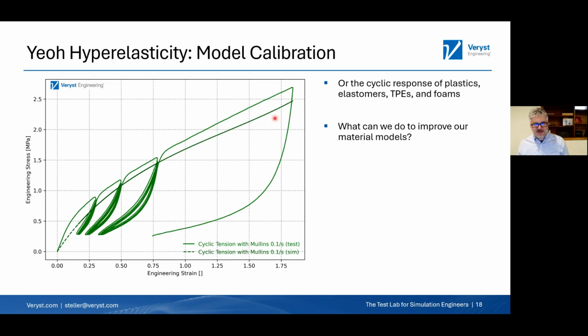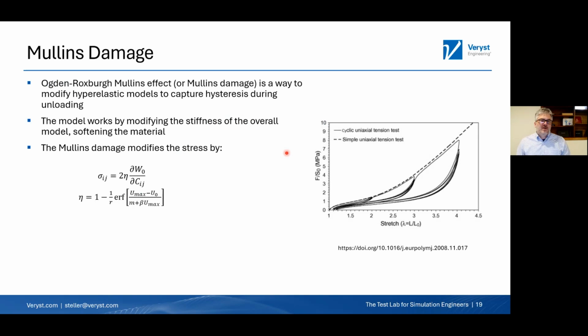Right, so I simulated that entire thing, and you just see this solid green line because it doesn't capture any of that hysteresis. It's one-to-one. You give it the strain, you get the stress. There's no time dependence, nothing like that. So how can you capture that?